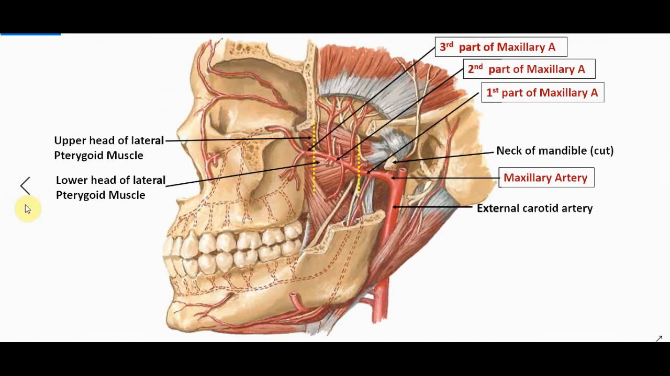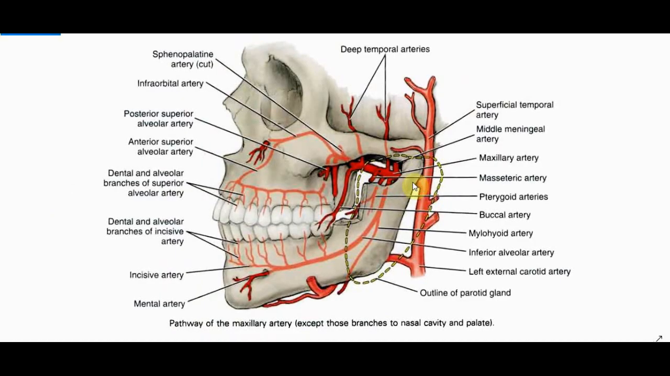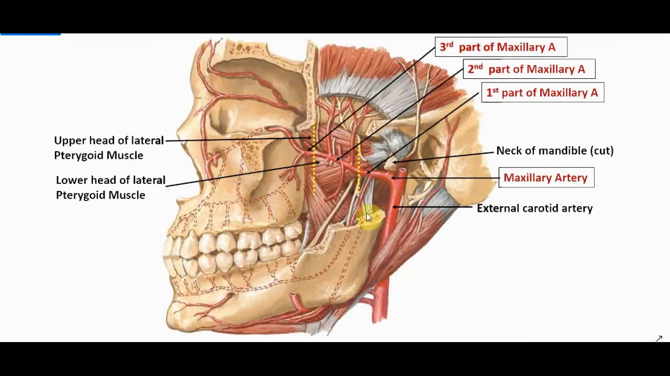Right, and the first part has a horizontal trajectory, as you can appreciate really well in this image. This is the first part from its origin to this yellow line over here. Horizontal trajectory between the neck of the mandible and the sphenomandibular ligament below the auriculotemporal nerve. This is the auriculotemporal nerve, and along the lower border of the lateral pterygoid muscle. And then the second part passes superficial to the lower head of the lateral pterygoid, and so the second part is known as the pterygoid part of the maxillary artery.